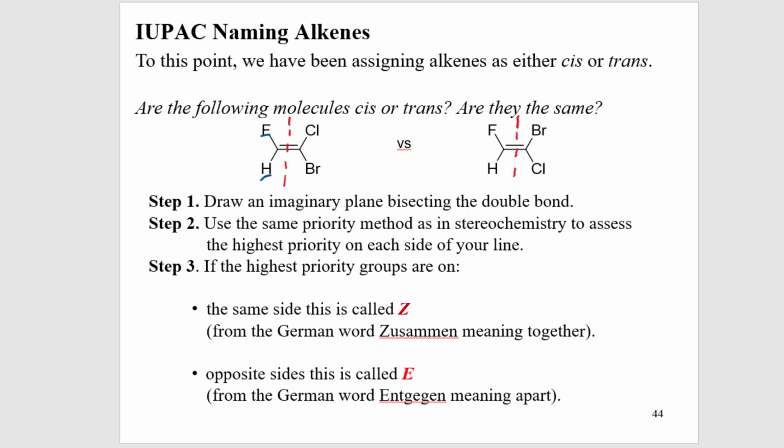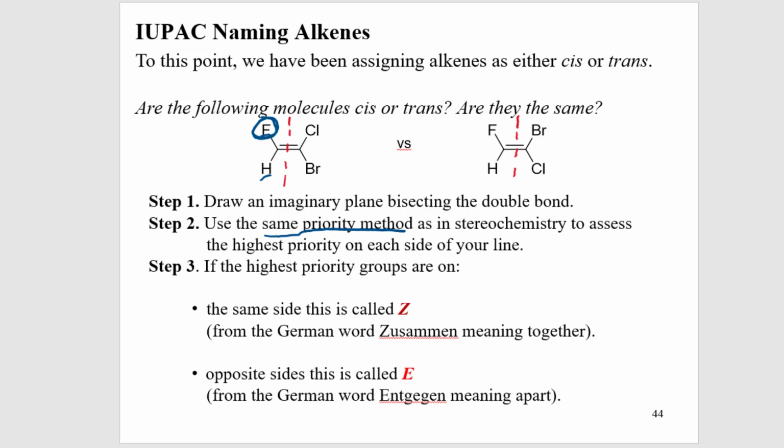You're going to use the same priority method using atomic number, one atom out at a time, to figure out who has the highest priority. Who's the better player on your team? Well, fluorine has a larger atomic number. So fluorine is the better player on the left side of the net. That's my high priority group.